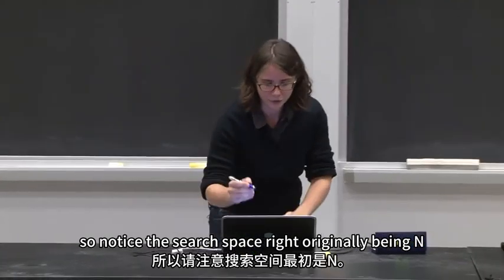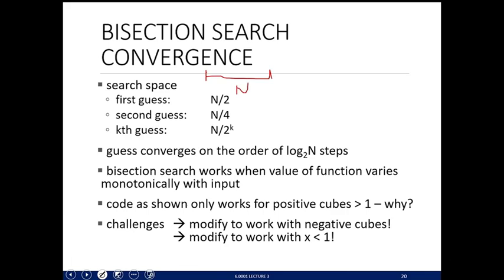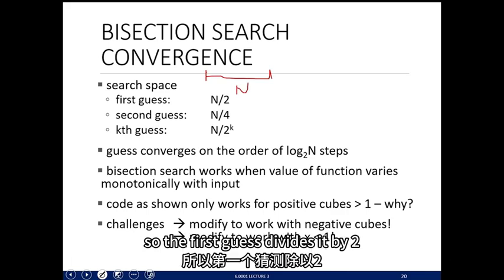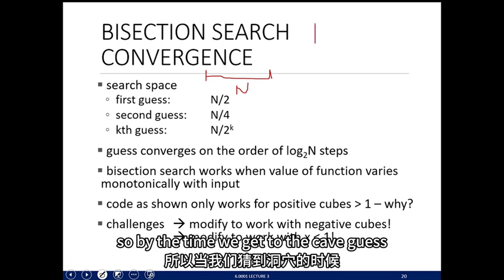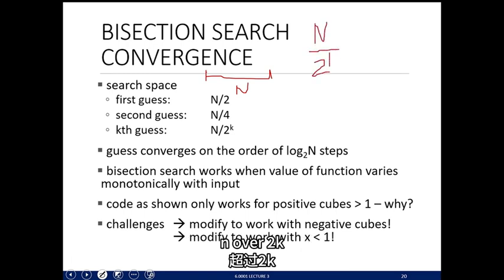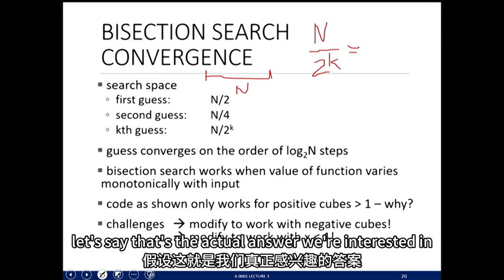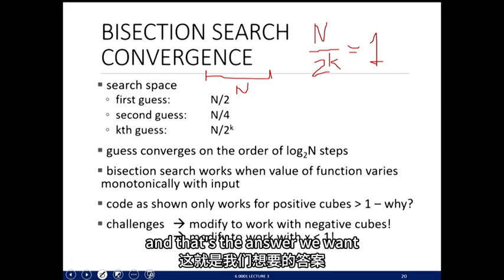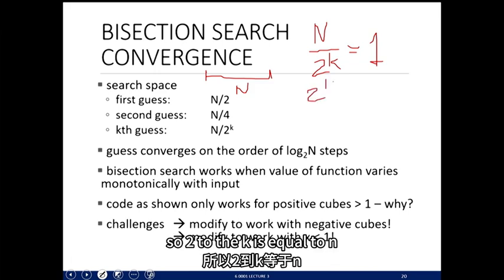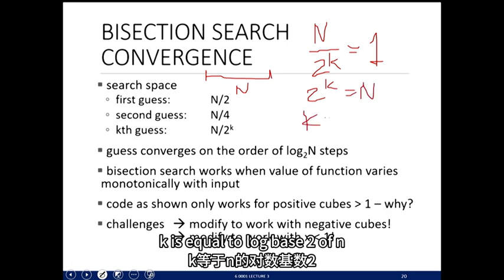So notice the search space, originally being n, we're halving it with each guess. The first guess divides it by 2, the second guess divides it by 4, and so on. So by the time we get to the kth guess, n over 2^k, let's say that's the actual answer we're interested in. There's only one value in that little interval, and that's the answer we want. So 2^k is equal to n, and then how many guesses did we make? k is equal to log base 2 of n. Okay?